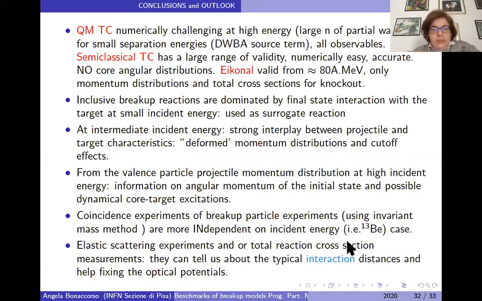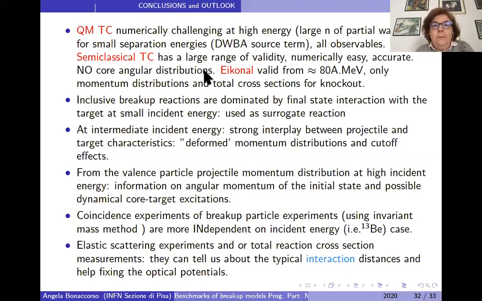So I have finished. Sorry, I'm a bit late, but I hope I have been able, more or less, to show you that the quantum mechanical transfer to the continuum, or knockout, is very complicated and numerically challenging. Only Jean so far has been able to do that, and it has the very great advantage that basically all observables can be calculated.